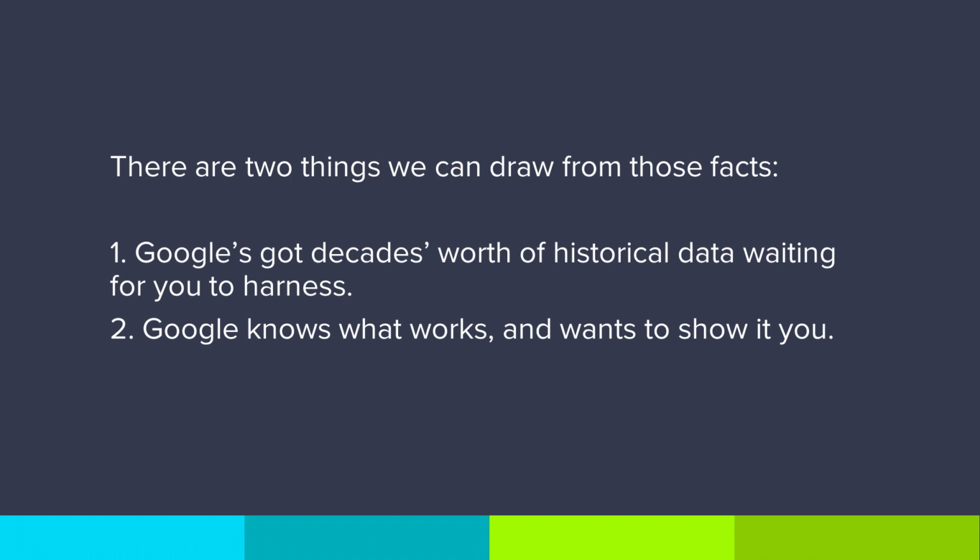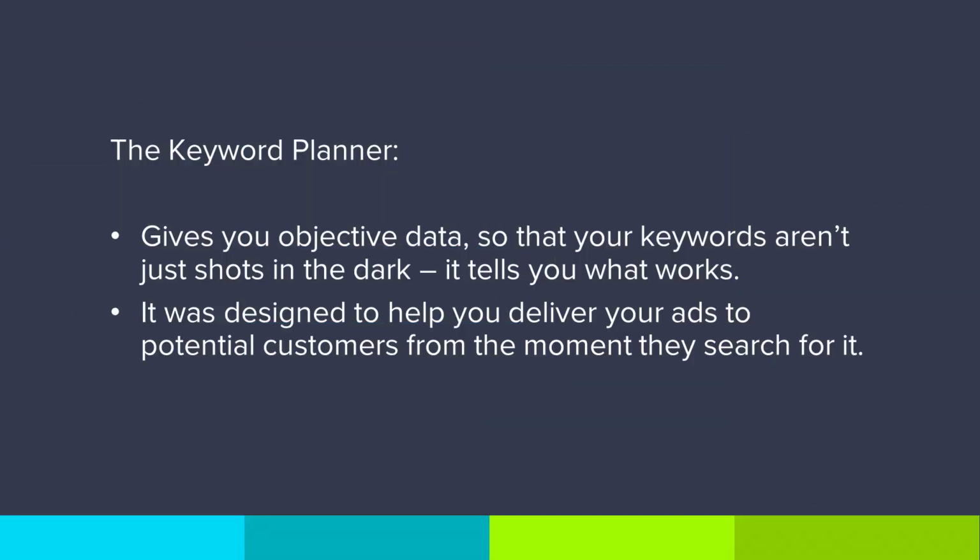That's what you need to think of Google's Keyword Planner as, a guide to find the best keywords for your brand. Now, obviously, it's not the only thing that you will use. In time, you'll learn what works and, more specifically, what works for your brand. However, as I've said, the Google Keyword Planner is a great place to start. The Keyword Planner gives you objective data so that your keywords aren't just shots in the dark. It tells you what works.